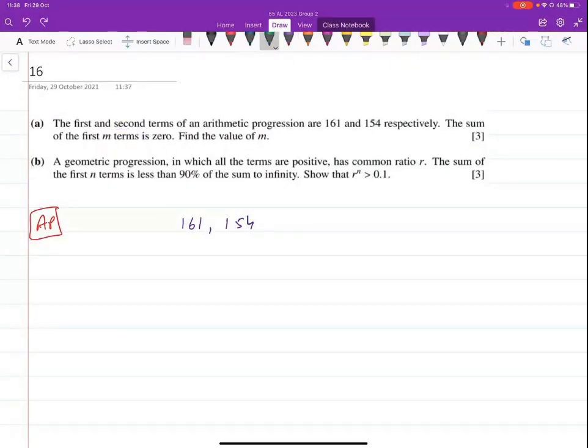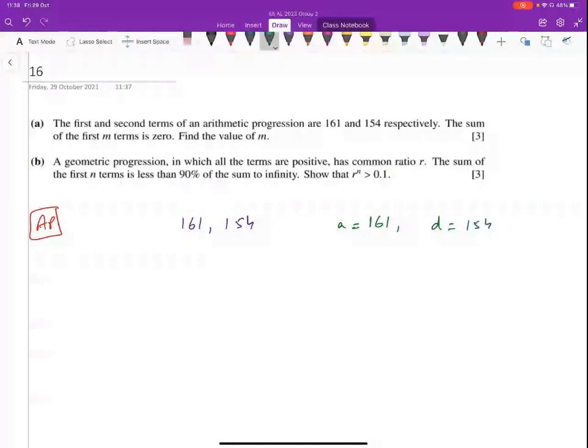Okay, so we have this AP. What is the first term? The first term is 161. What about the difference? Is it 7? -7. It's going to be -7, right? Because it's decreasing. Decrease हो रहा है, next minus previous करते हैं. So the difference is not 7, it's -7. We say d is equal to 154 minus 161, and that gives us -7. That's the difference.